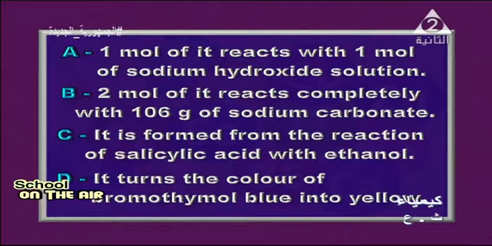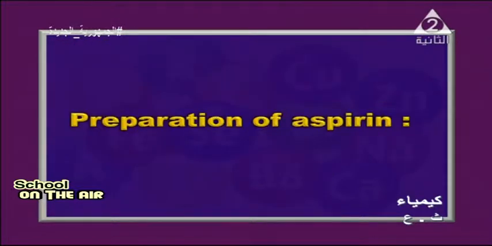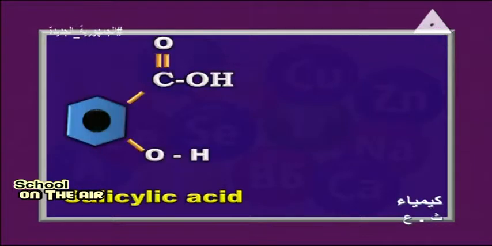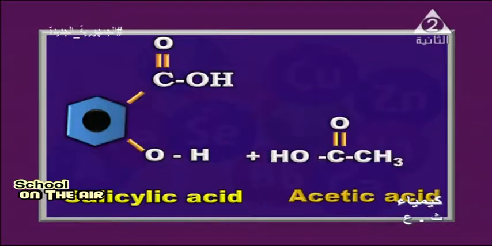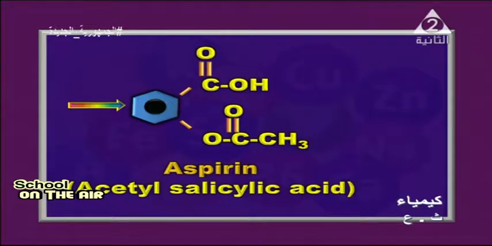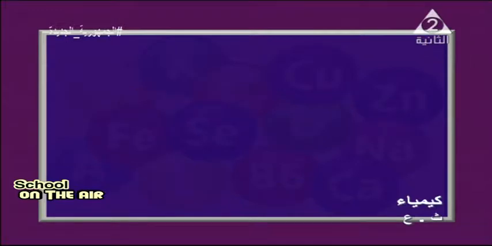If you think about this question, the wrong one here is: it is formed from the reaction of salicylic acid with ethanol, because the right answer is: it is formed from the reaction of salicylic acid with acetic acid. In the preparation of aspirin, salicylic acid reacts with acetic acid, removing water from their reaction, so giving the aspirin, which is acetyl salicylic acid, and water is produced.